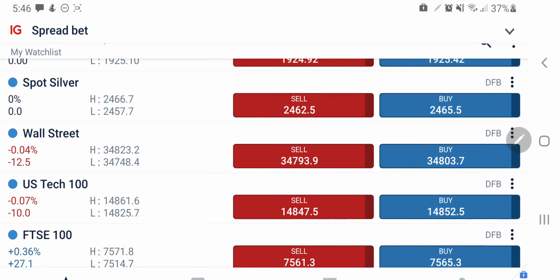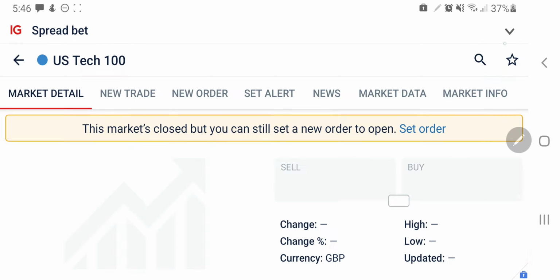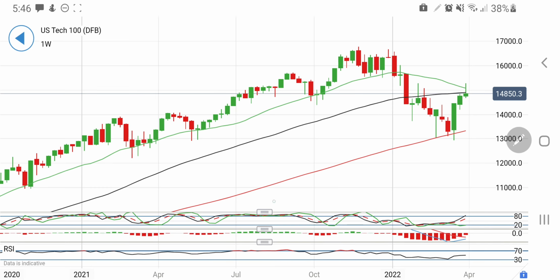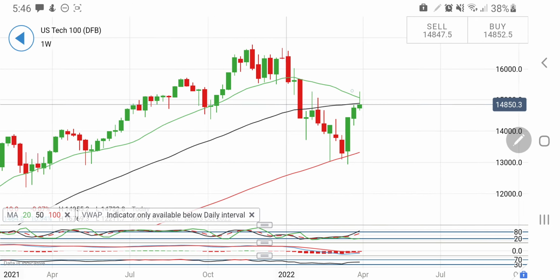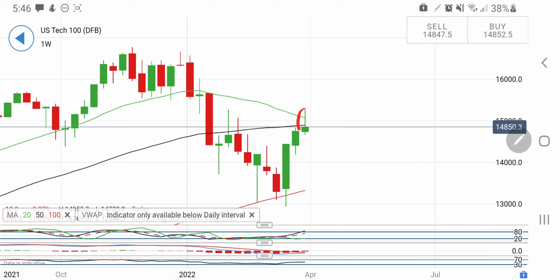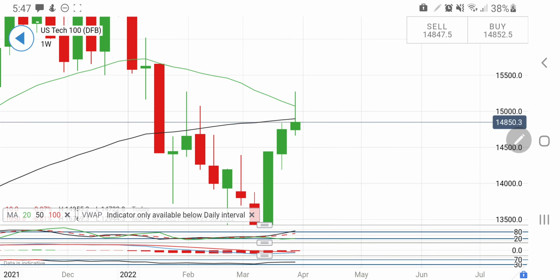Now let's start the day with US 100 first. US 100 closed the week at around 14,850 levels, and if you look at the weekly charts, we can find a couple of observations: last week it gave a bullish move, a bullish beginning, but bulls lost the control towards the end of the week and bears held the grip. However, the week ended in green.